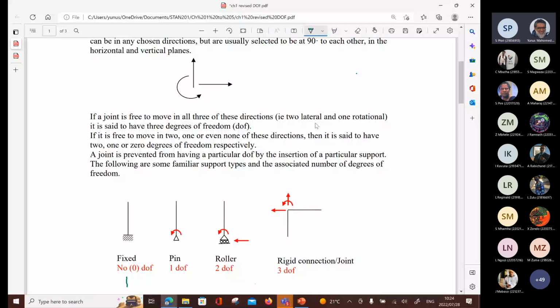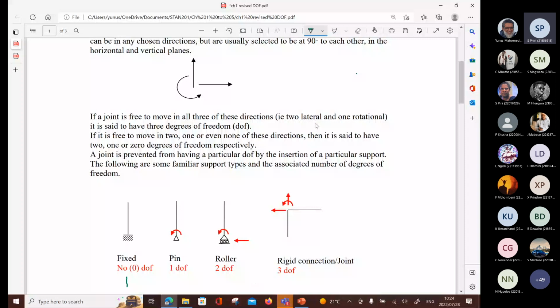Okay, the second one is a pin. So now what I've got is something like this. See the way it's free to rotate in one direction. In this direction, it can't rotate because of the way I'm holding it. So I got the pin here.